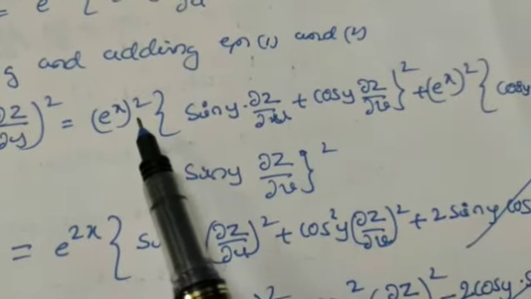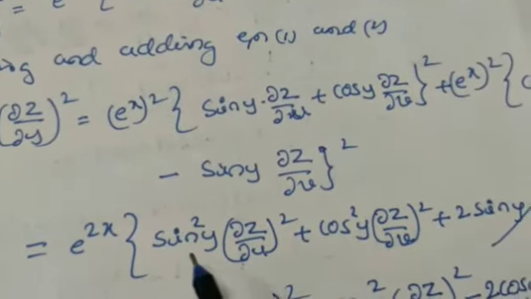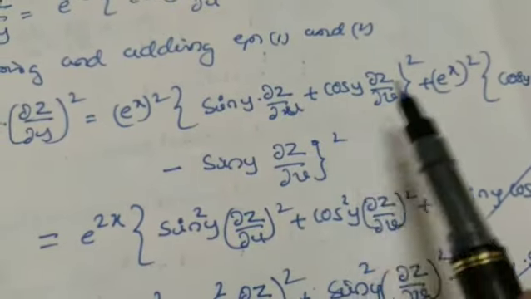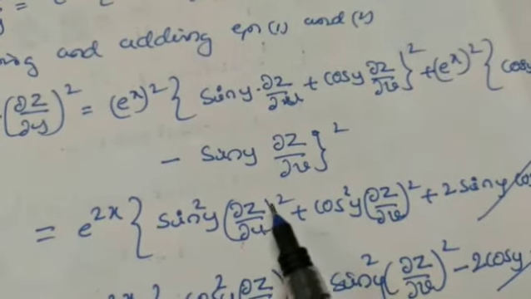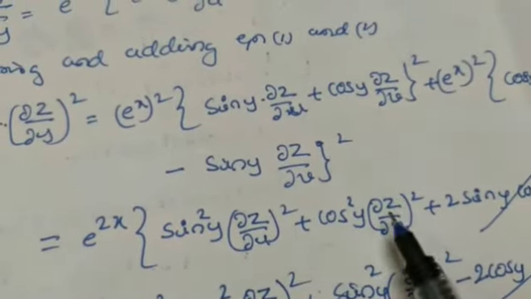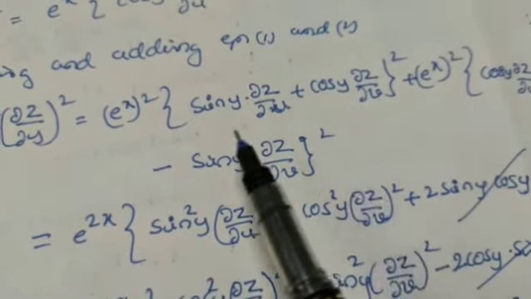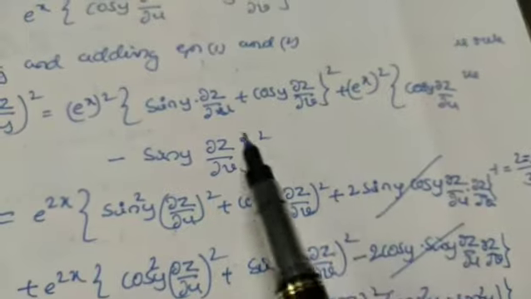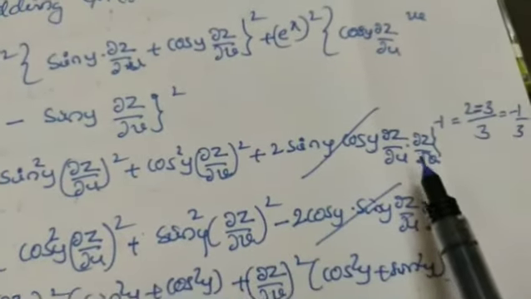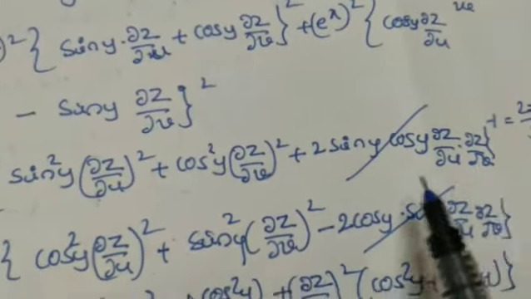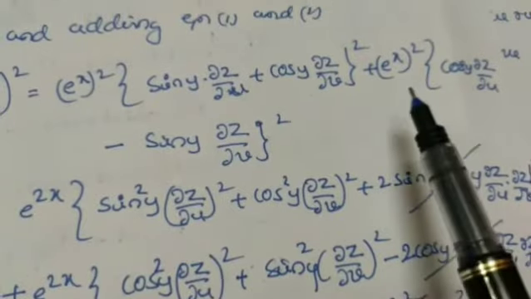This is e raised to x whole square, which is e raised to 2x into (a plus b) whole square, that is sin square y (dou z by dou u) whole square plus cos square y (dou z by dou v) whole square, then plus 2ab, that is 2 into sin y into cos y into dou z by dou u into dou z by dou v, and it is plus the second term, which you also have to expand like that only.